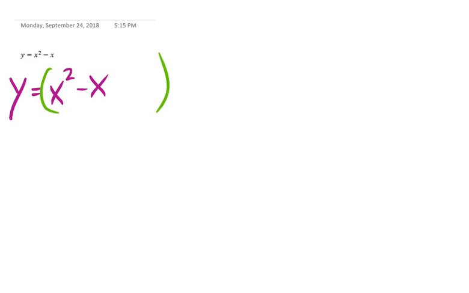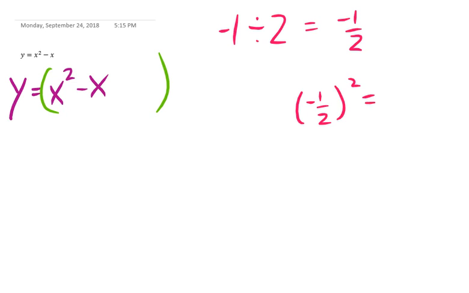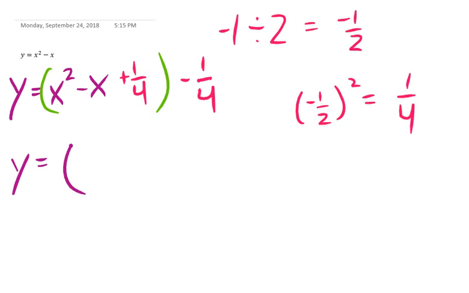My magic number comes from taking my b, so -1, cutting it in half, so I get -1/2. Maybe I want to write that as -0.5, but I'm a fraction guy. I square it to get +1/4. My magic number is +1/4. To keep things balanced, I'll put -1/4 here. I'm going to have y equals something squared. Usually I have to simplify the rest, and there's nothing to simplify here. I'm going to have -1/4.